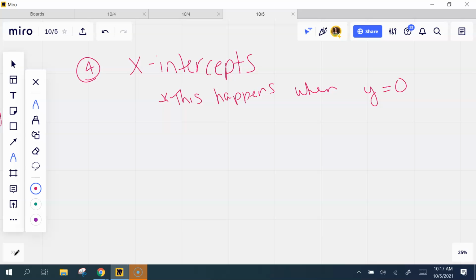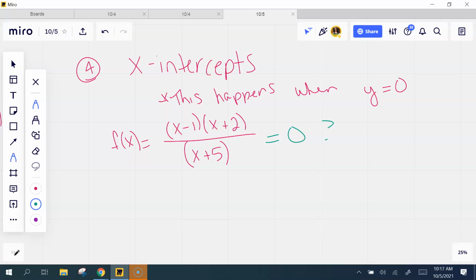but let's think about it because I'm talking about a rational function, right? Let's use that same one that I had. What was it? X minus 1, x plus 2, over x plus 5. If that's my function and I want the x-intercept, so I know I want y to equal 0. So I want to know, when does this equal 0? How am I going to solve that? So when will x minus 1 times x plus 2 over x plus 5 equal 0?